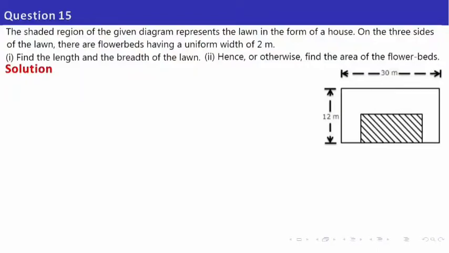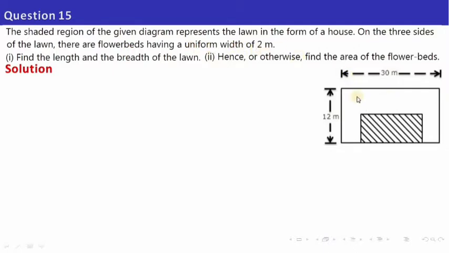Welcome back, dear students. Let's continue with question number 15. So question 15 says, the shaded region in the following diagram represents the lawn in the form of a house. On the three sides of the lawn, there are flower beds having uniform width of 2 meter.